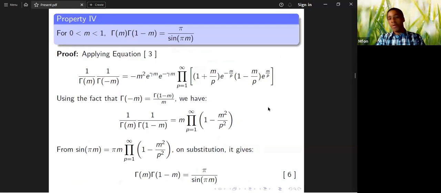Next property we are going to look at is this duplication formula. This is, gamma of m times gamma of 1 minus m is equal to pi over sine pi m. We are going to do this using the Weierstrass formula.